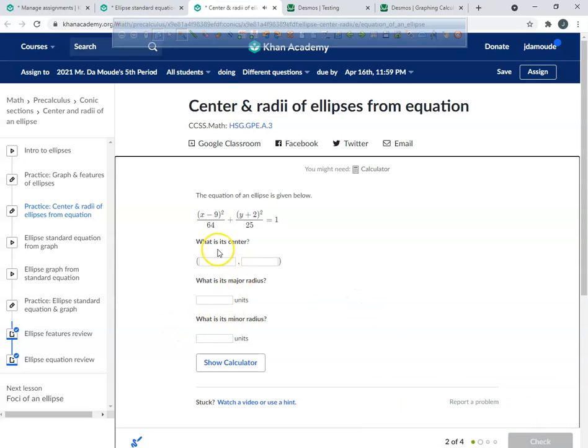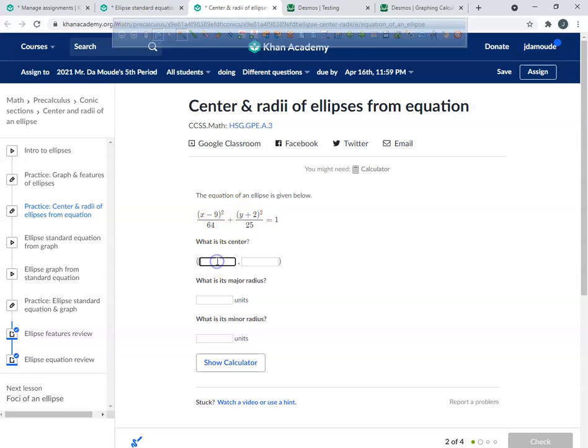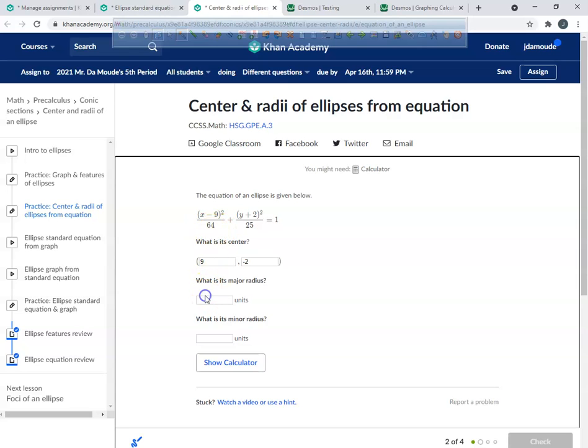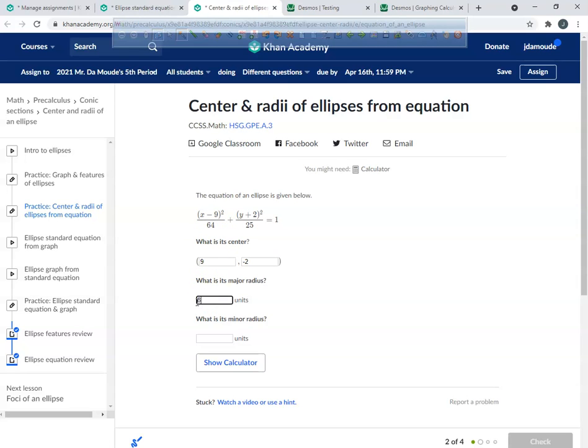So right now, what would be the center of this guy right here? 9 and -2, right? Which is bigger? This one's bigger, right? So the major axis would be a total of 16 units, but its radius is only what? 8. Correct. You're just taking the square root of this. That's all you're doing. And its minor axis is 5.